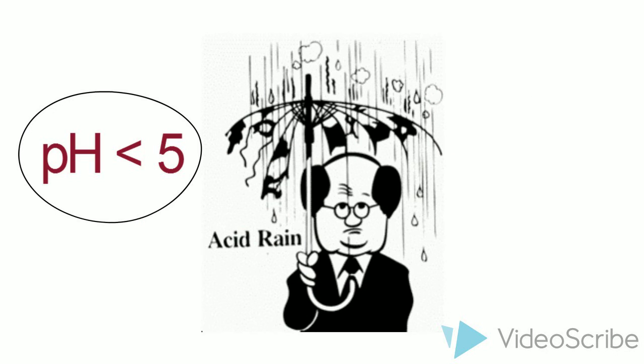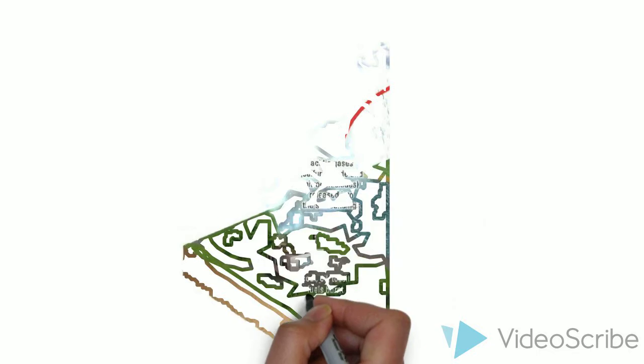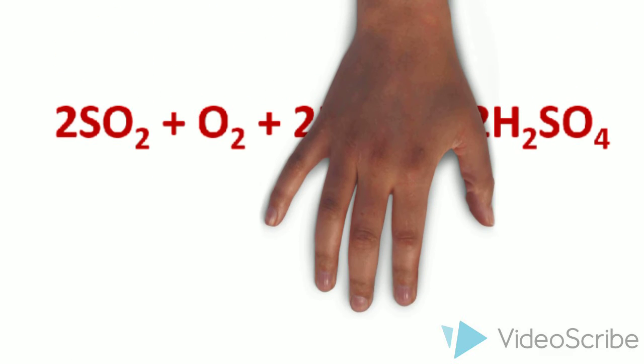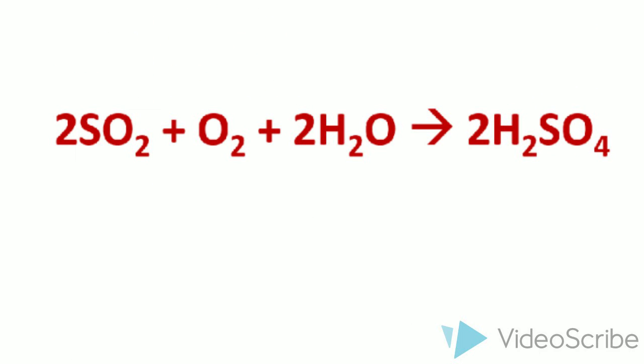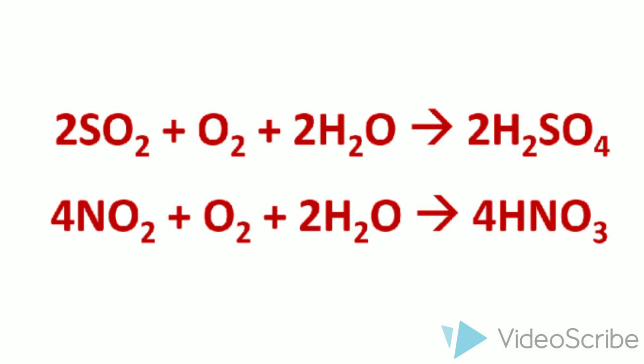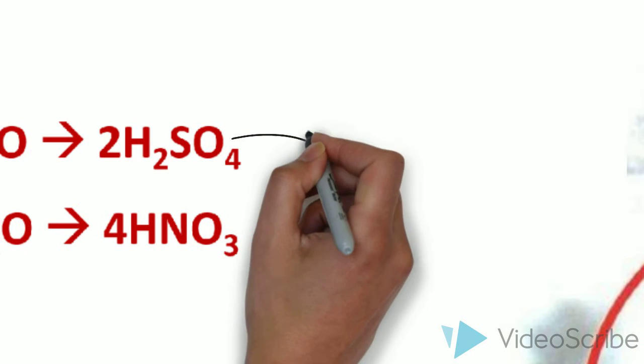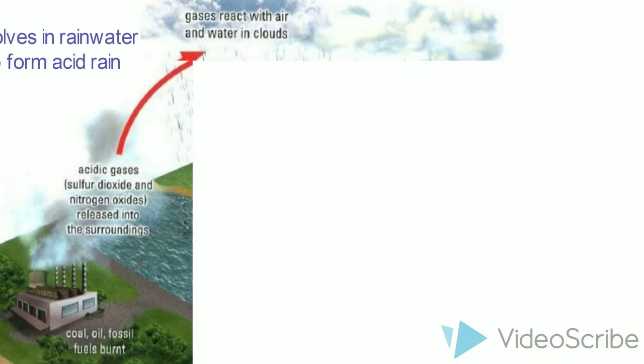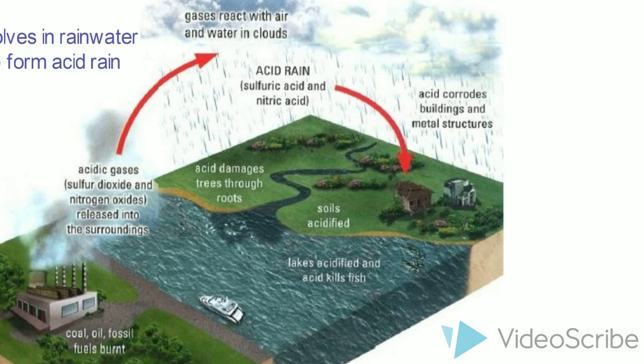Let us now take a look at the formation of acid rain. Firstly, sulfur dioxide and nitrogen dioxide are produced when coal and petroleum are burned in industries. As these two gases are acidic, they can react with oxygen and water in the atmosphere to form acids. So these are two key equations that you must take note of. Firstly, sulfur dioxide can react with oxygen and water to form sulfuric acid. Secondly, nitrogen dioxide can also react with oxygen and water, but this time to form nitric acid. When these two acids dissolve in rainwater, acid rain is formed. So when acid rain falls, it can result in many harmful effects for both living and non-living things.